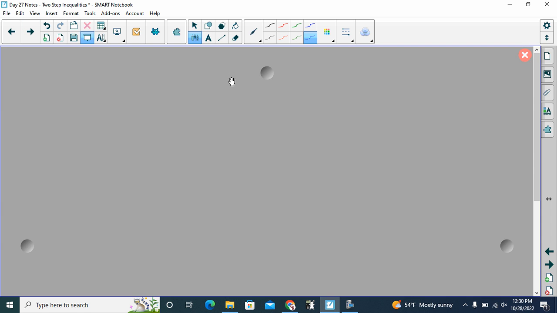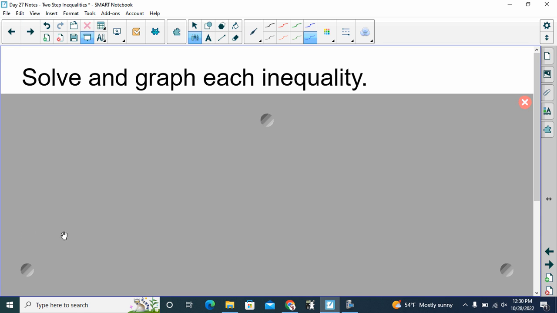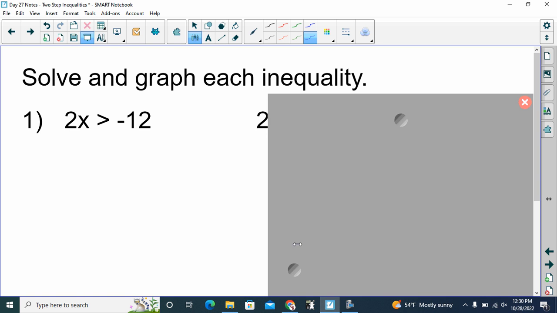So example 1, we are asked to solve each inequality and then to graph our solution. Number 1 is a review problem. It is a one-step inequality. We are given 2x is greater than negative 12. Solve and graph 2x is greater than negative 12.